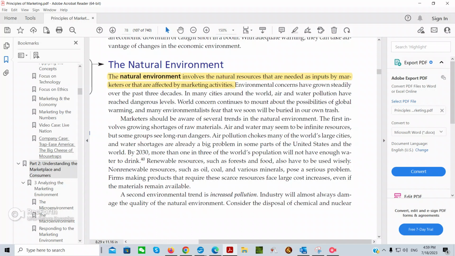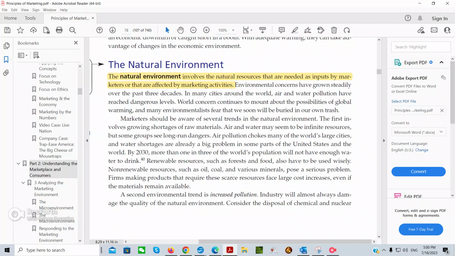But anyway, the natural environment does matter. Marketers should be aware of several trends in the natural environment. The first involves growing shortages of raw materials. Air and water may be infinite resources, but some groups see long run dangers. Air pollution chokes many of the world's large cities, and water shortages are already a big problem in some parts of the United States and the world. By 2030, more than 1 in 3 of the world's population will not have enough water to drink. Renewable resources such as forests and food also have to be used wisely. Non-renewable resources such as oil, coal, and various minerals pose a serious problem.